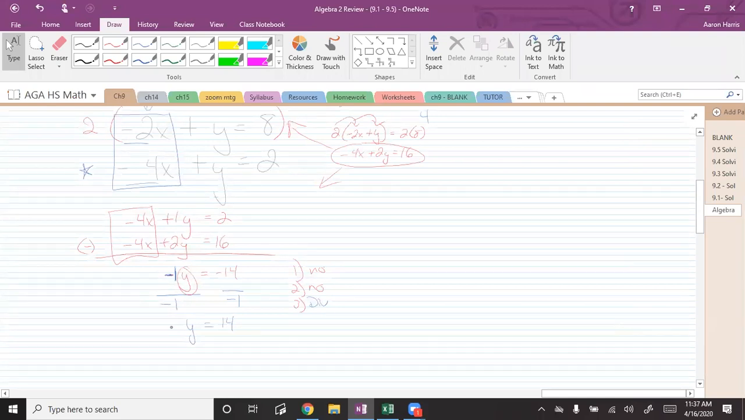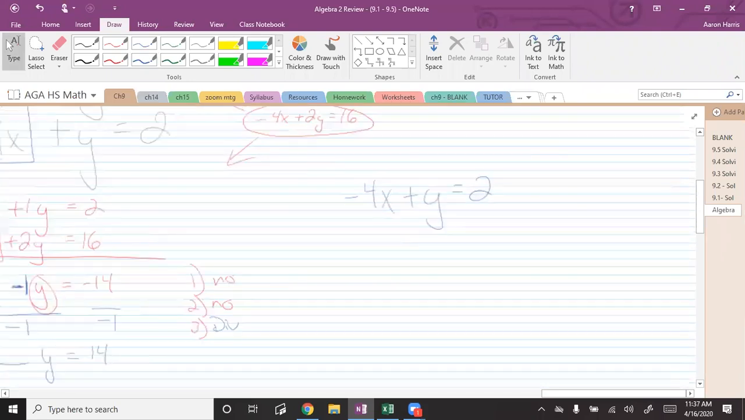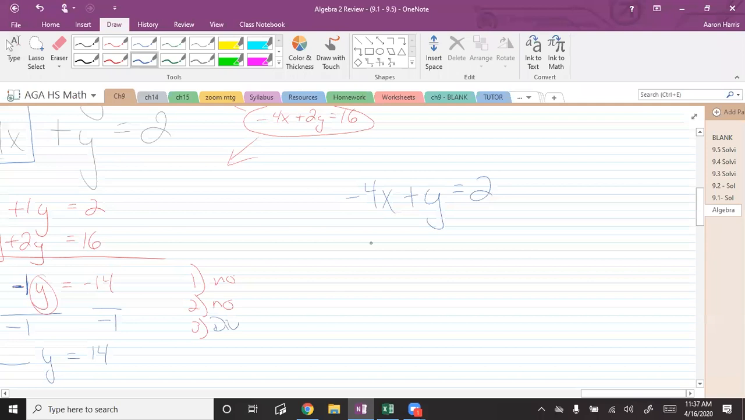So what do we do? You plug it into the next equation. Plug it back into one of the original equations, correct? Does it matter which one? No. So negative 4x plus y equals 2. I'm going to put 14 in for the y. So my new equation is what?